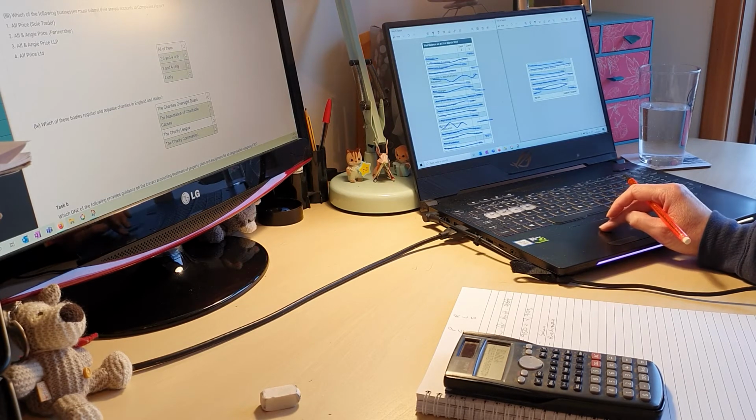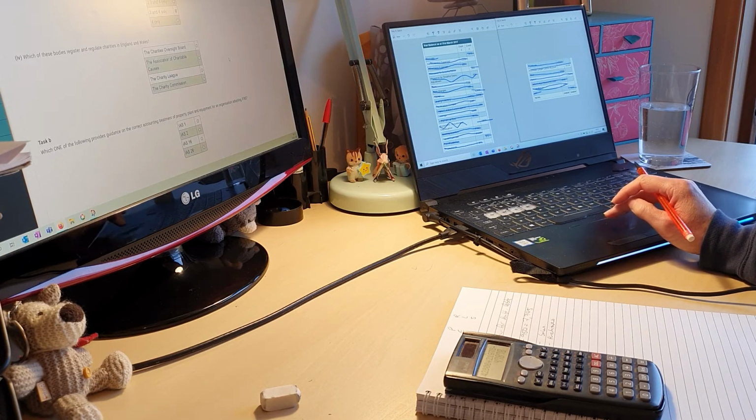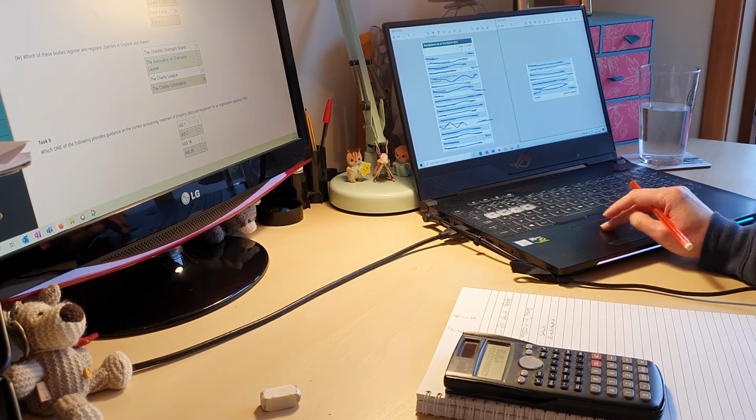I think it's 3 and 4. Which of these bodies register and regulate charities in England and Wales? The Charities Oversight Board, the Association of Charitable Causes, the Charity League, the Charity Commission.